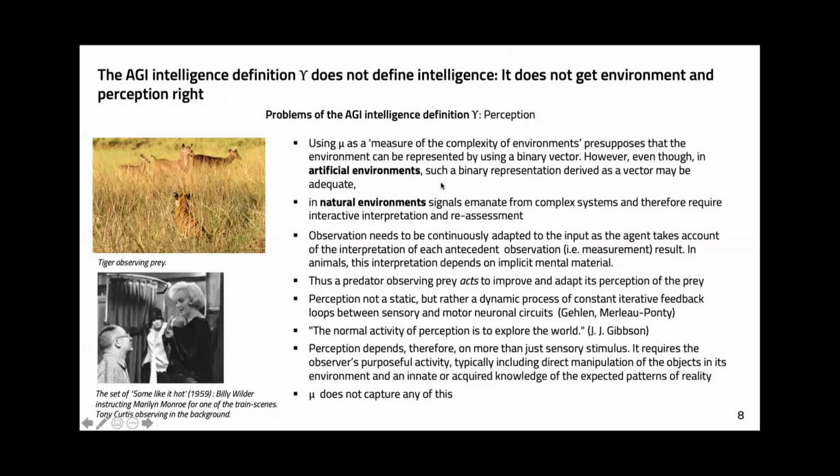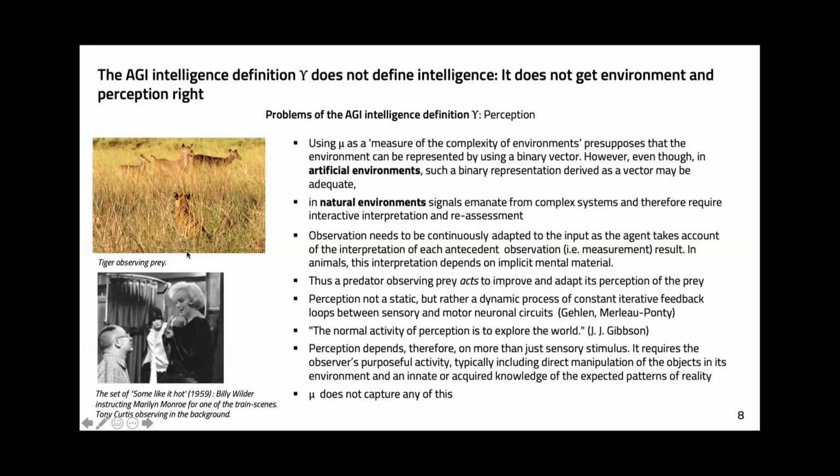In some artificial environments, such a binary representation may be adequate, but in natural environments, we have signals emanating from complex systems, and therefore these signals need to be actively interpreted and reassessed all the time. And also the observation needs to be continuously adapted to the input as the agent takes account of the interpretation of each antecedent observation.